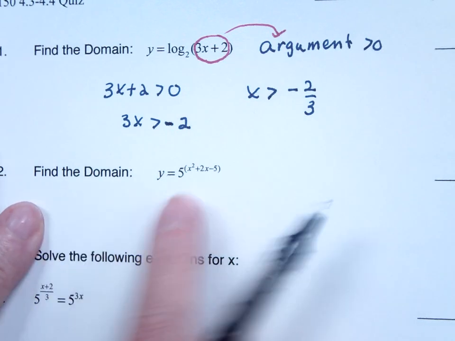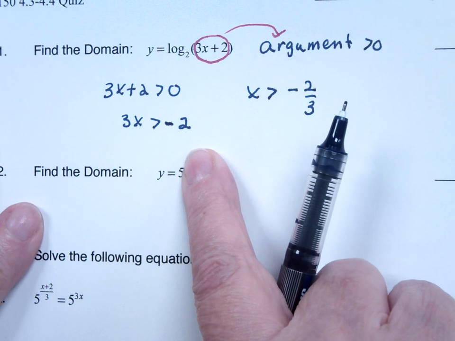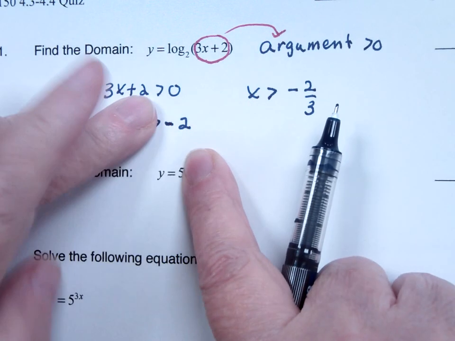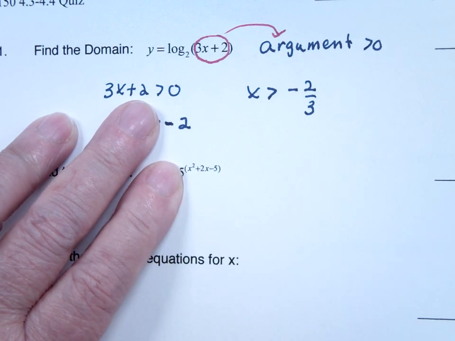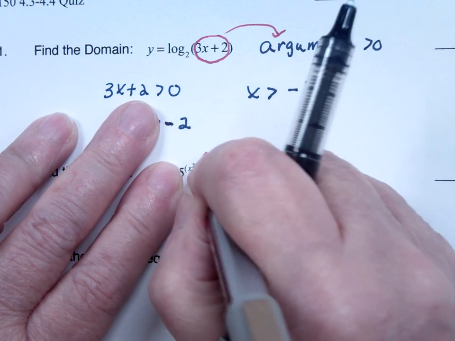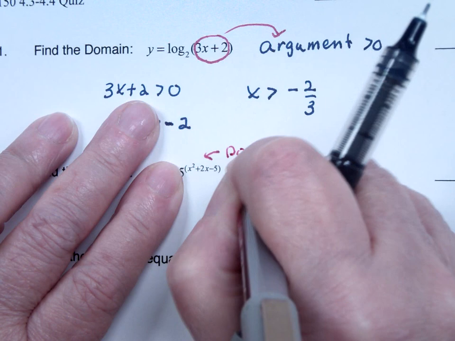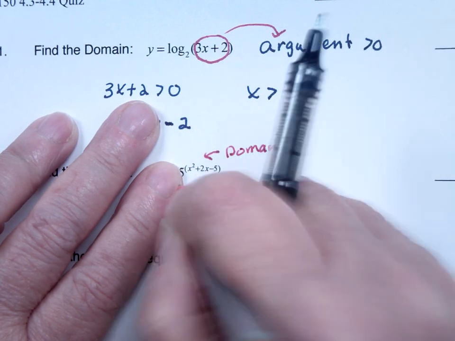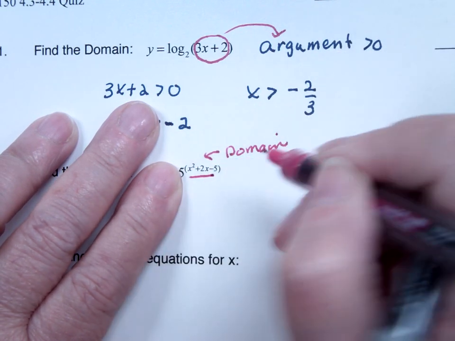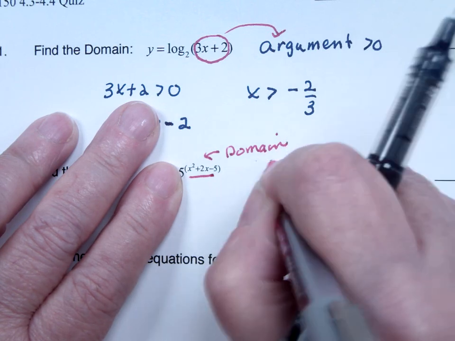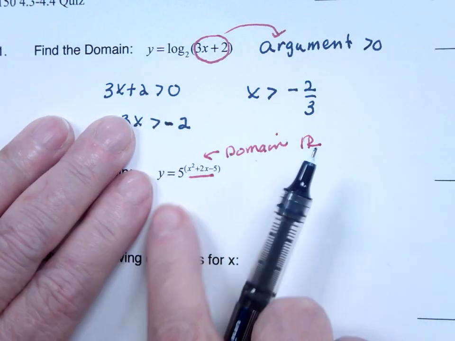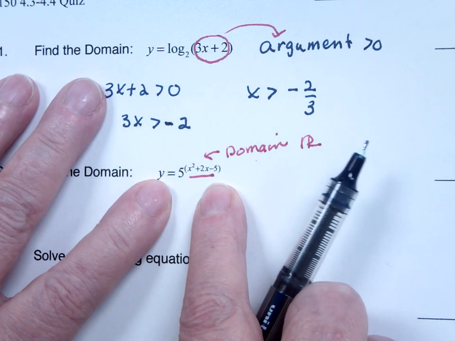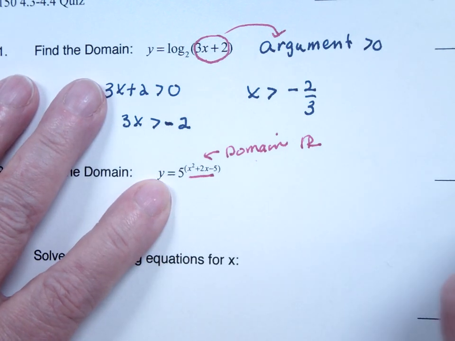Now here, the exponential by itself, its domain is all real numbers. So the problem is going to come with the exponent. I look at the exponent, the domain of x squared plus 2x minus 5 is all real numbers. So 5 to something whose domain is all real numbers is all real numbers.